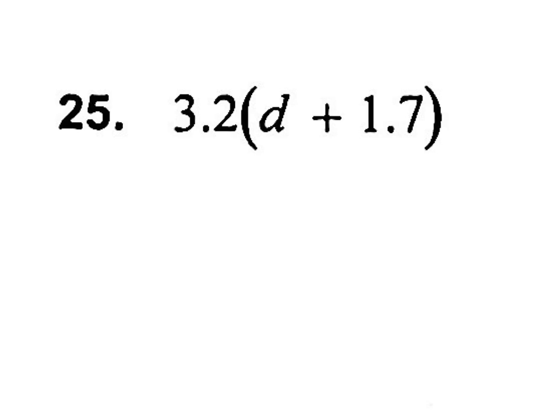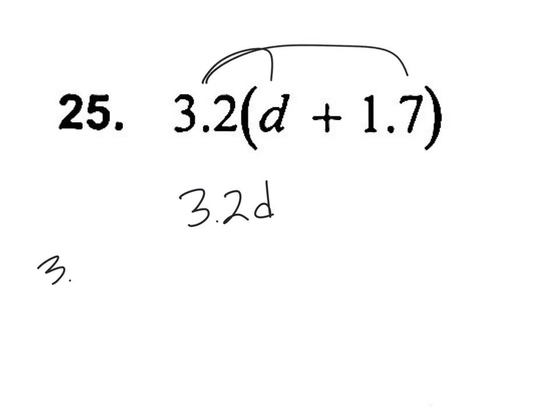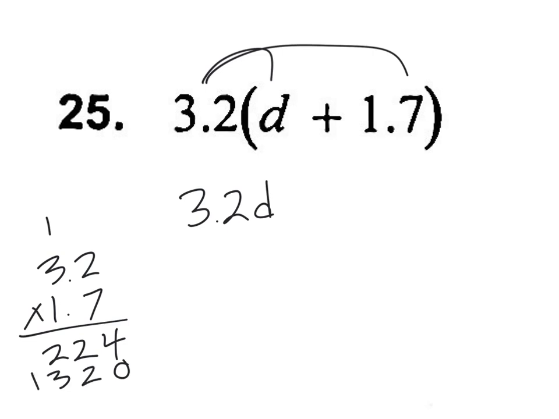Okay, number 25. Now, just because there's decimals, we don't have to treat it differently. It's just the same. So we go 3.2d. And then we have to go 3.2 times 1.7. So I'm going to write it down right here and solve it. Move my decimal over 2 places. Plus 5 and 44 hundredths.